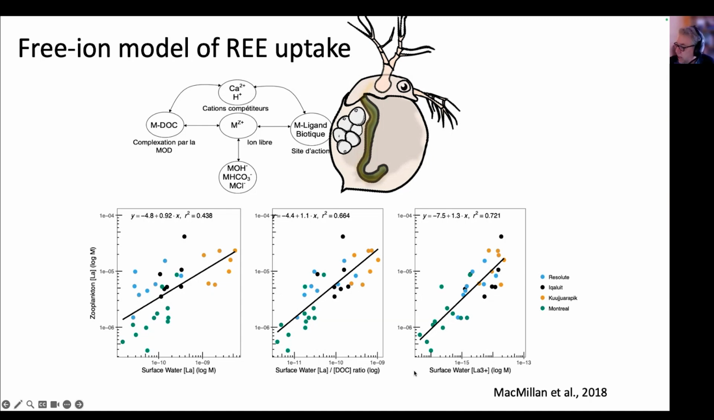And when we plotted that as the x-axis, we strengthened the correlation quite a bit. We were able to explain 72% of the variance in this case. So that tells us that the zooplankters can really be good biomonitors of the aquatic water column for rare earth elements, and we can understand what the principles of the uptake are through the free ion model.